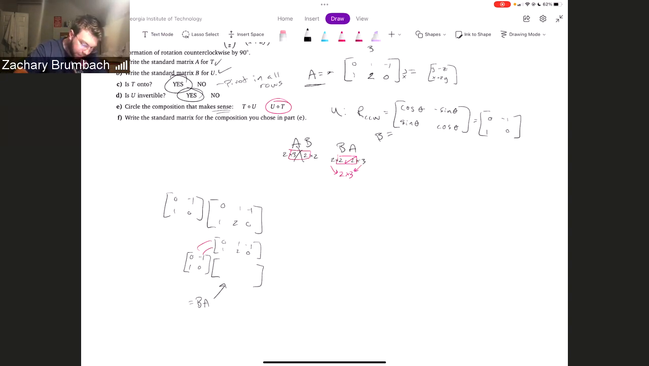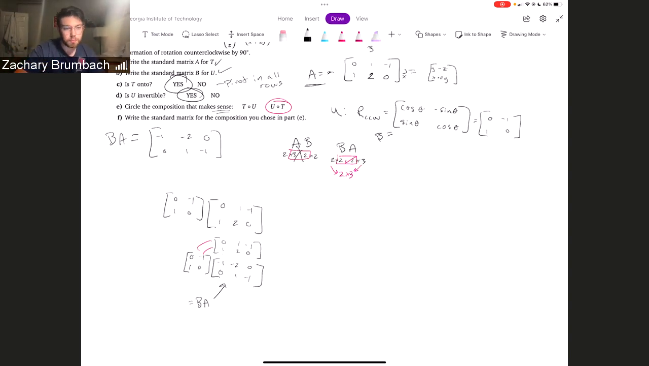So this top left entry, 0 times 0 plus -1 times 1. And then the next one, -2 and 0. And then going on to the bottom row, we have 1 times 0 plus 0 times 1 is 0. 1 times 1 is 1. 1 times -1 is -1. This is our resulting matrix. That is BA: [-1, -2, 0; 0, 1, -1]. Okay, that's question 5.